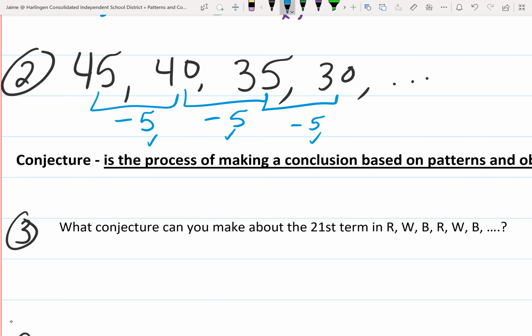So how do we get the next number? Well, you would get 30, and you would subtract 5. 30 minus 5 would give you 25. And that's the next number, right? And you're done.